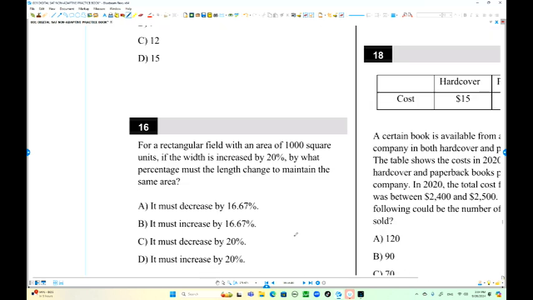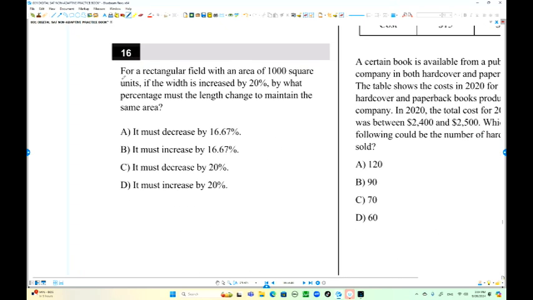Here we go, number 16. So we have a rectangle with an area of 1,000 square units. If the width is increased by 20%, by what percentage must the length change to maintain the same area? What happens to the length? This is 1,000 square feet. This is W. This is the length.